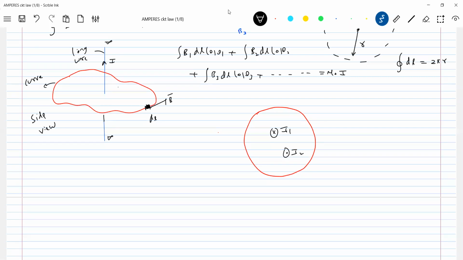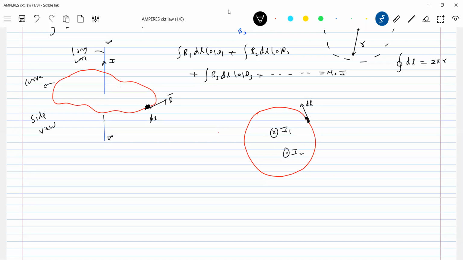Now it's left to you. I'm going to take integration in anti-clockwise. So there's a direction of dL, I'm taking it. Then which current should you take as positive? Which particular long wire will produce the B bar in the direction of dL?